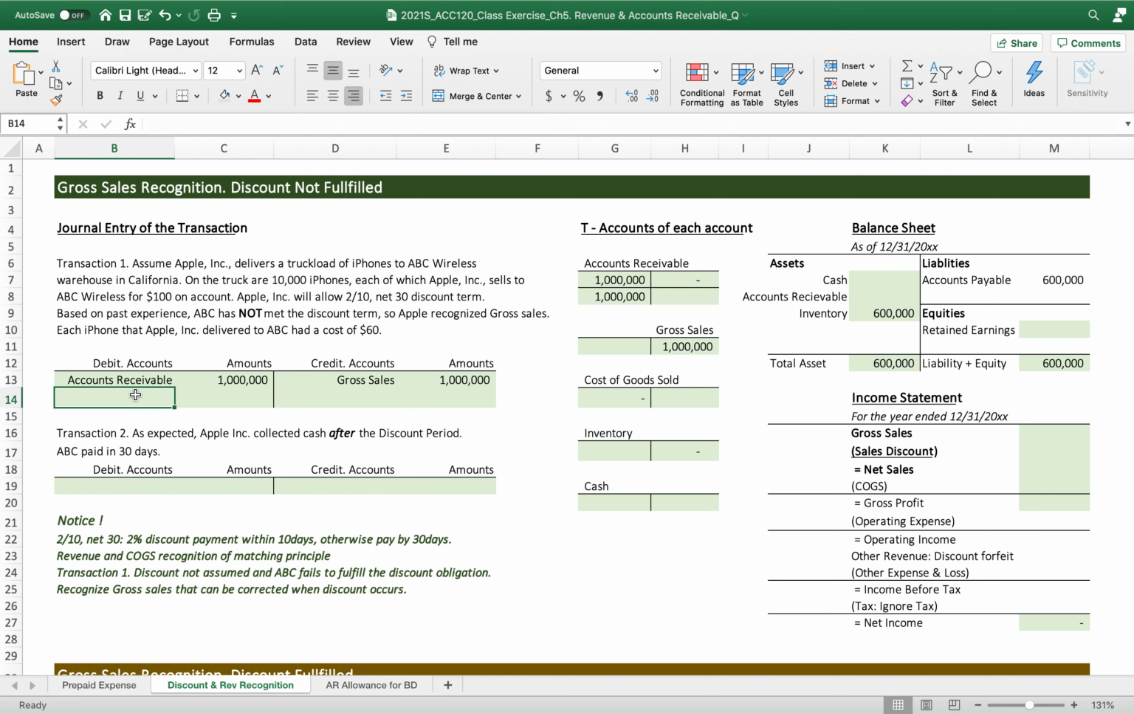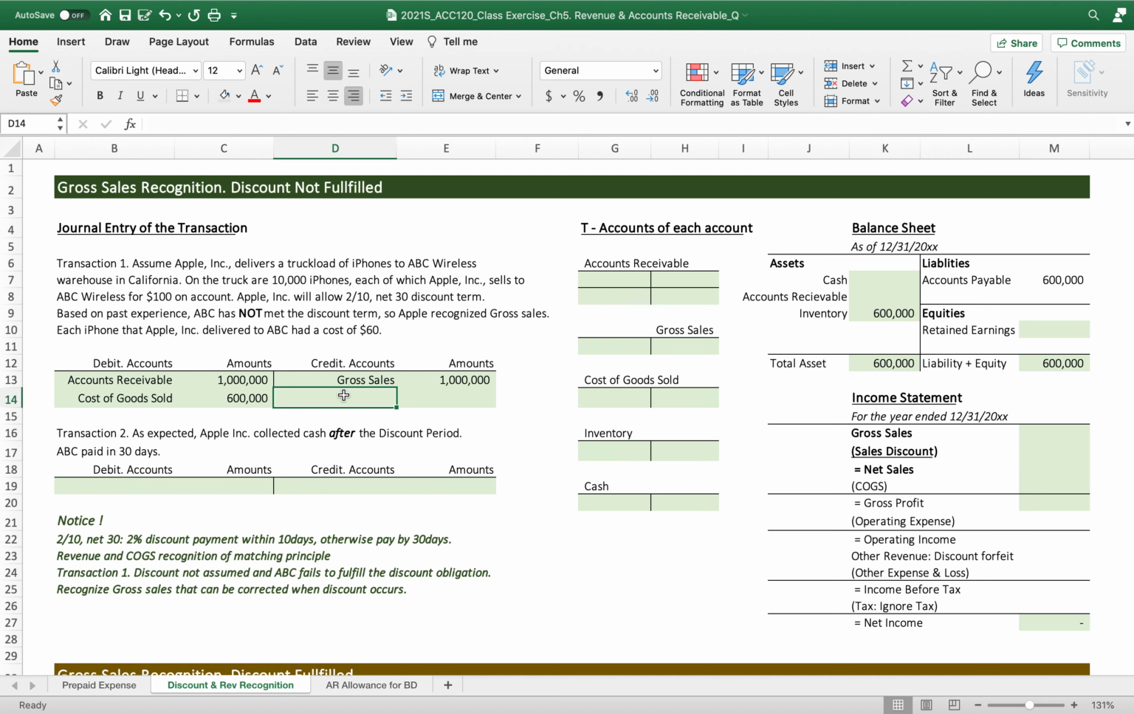Then based on the matching principle, cost of goods sold. Cost of goods sold on the debit side, because that is an expense that decreases equity on the debit. So how do you calculate it? Again, it's $60 for one iPhone times 10,000, so $600,000. Oh, I already calculated it here, but in order to see the process, I want to just remove that.